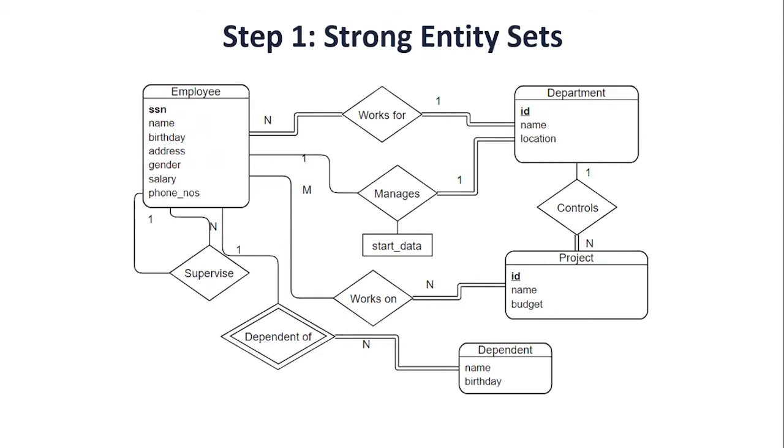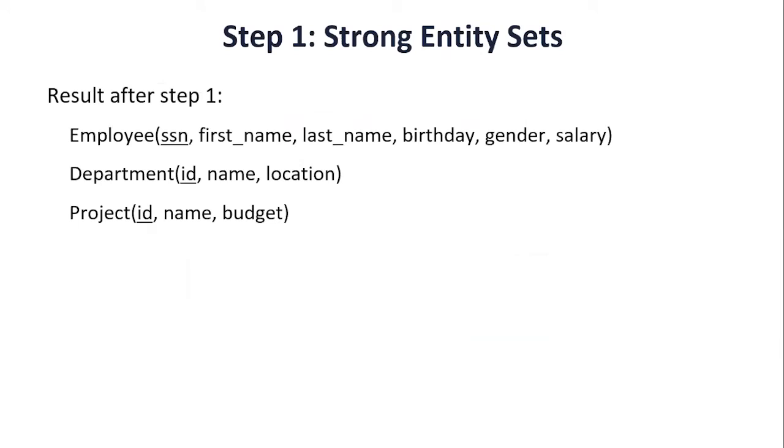So that means when we create the relation for those three strong entity sets, we will have an employee relation, primary key SSN, first name, last name. Those are the simple subparts of the composite attribute name. So we have included them separately. And these are the other simple attributes that came from the entity set: birthday, gender, and salary. So you can see the multivalued attribute phone numbers is not included here. So it was not specified in the step 1.